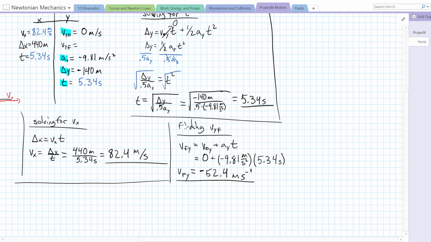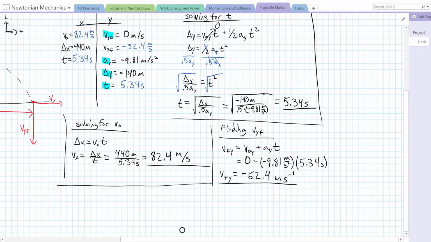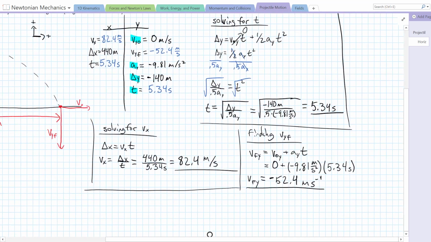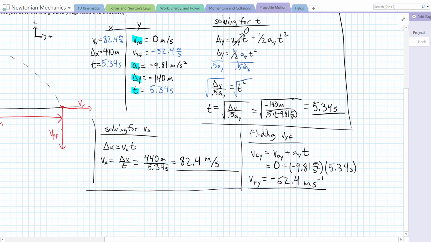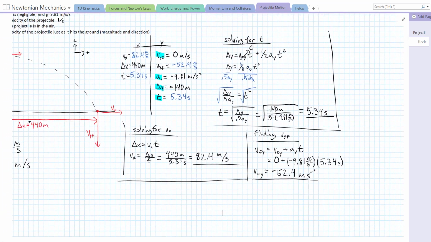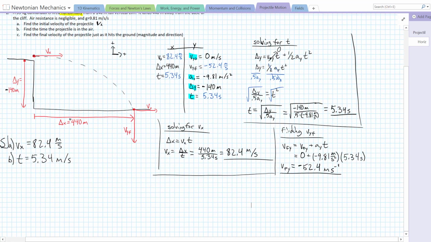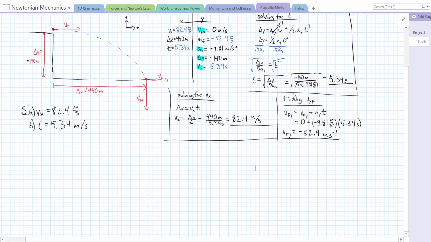And I'm going to fill that in my table. Negative 52.4 meters per second. And that negative sign is important. It tells us that our final y velocity is in the negative direction, which means our object is moving down just as it hits the ground. It's traveling down. But that doesn't give us our final velocity. To get our final velocity, we need to figure out the resultant.